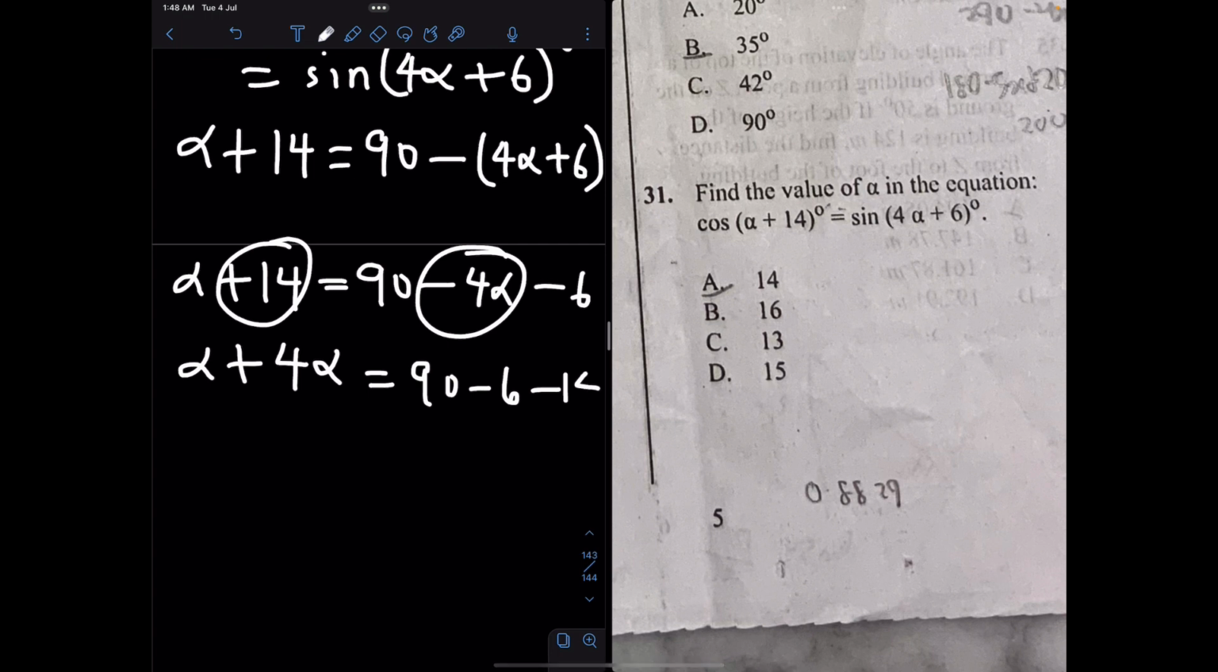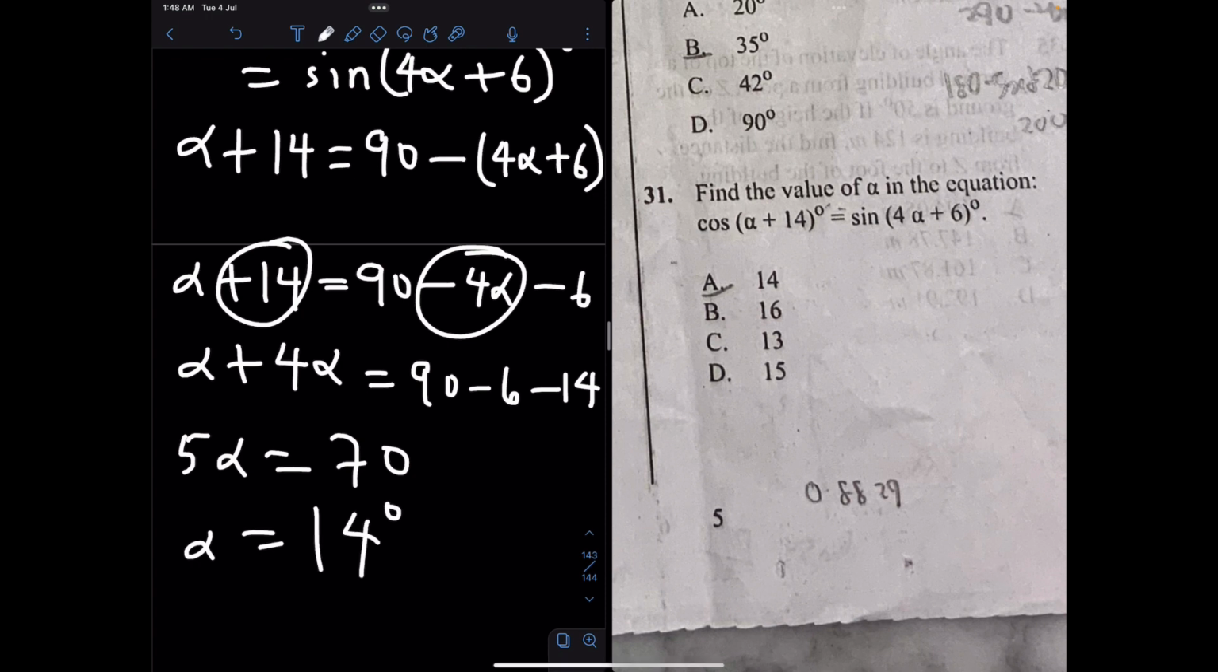And that means 5 alpha equals 90 minus 6 is 84, 84 minus 14 is 70. And that means alpha equals 70 divided by 5, and that's 14 degrees. Alpha equals 14. And the correct option is A.